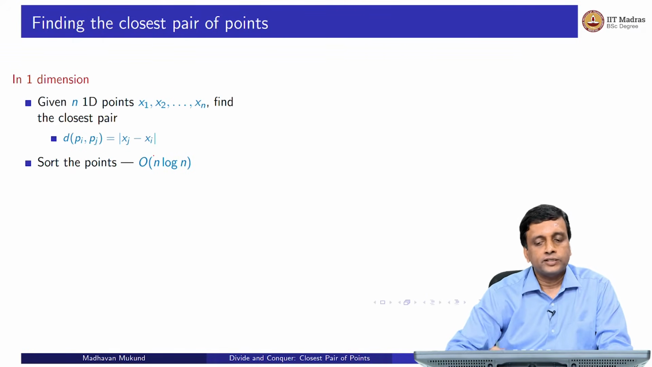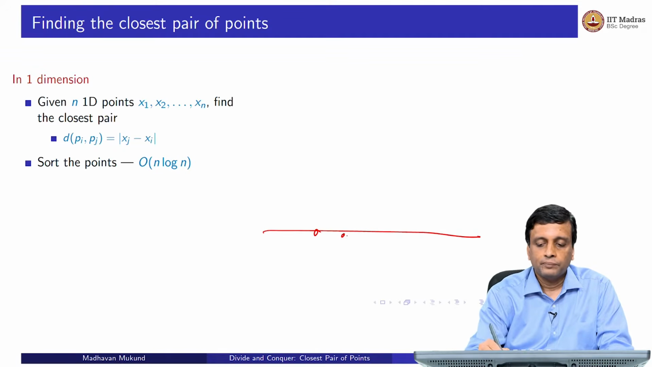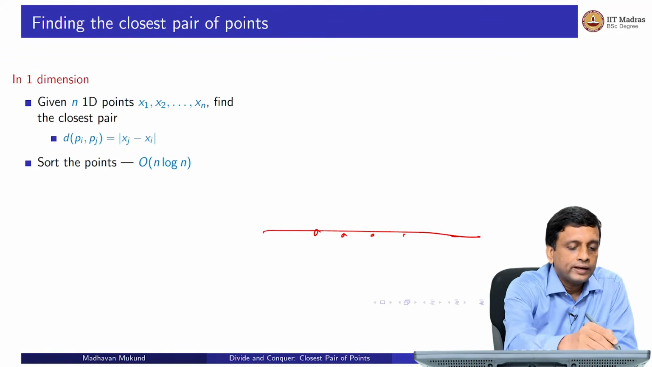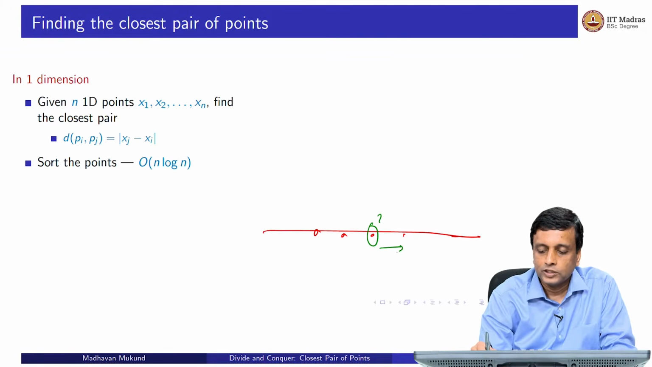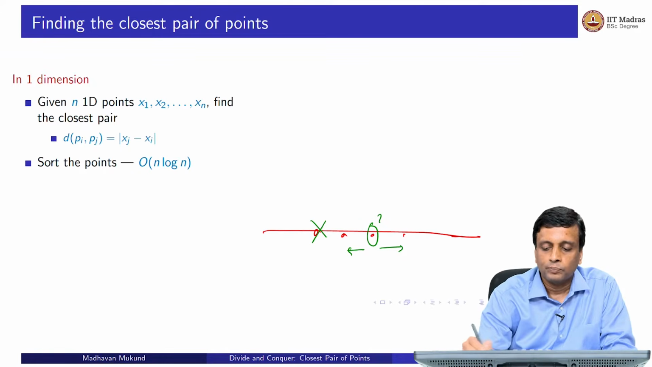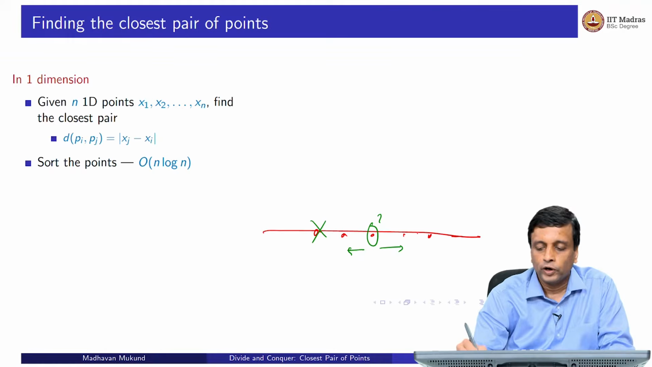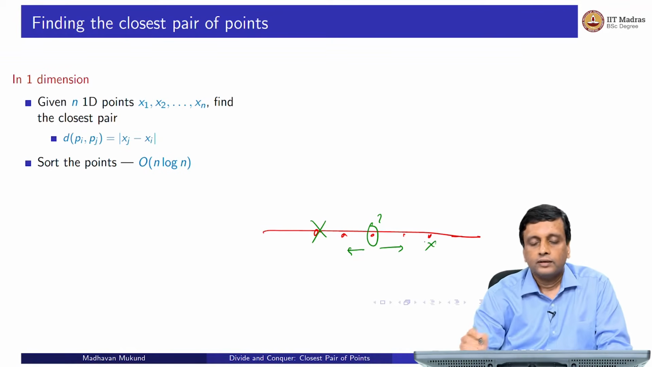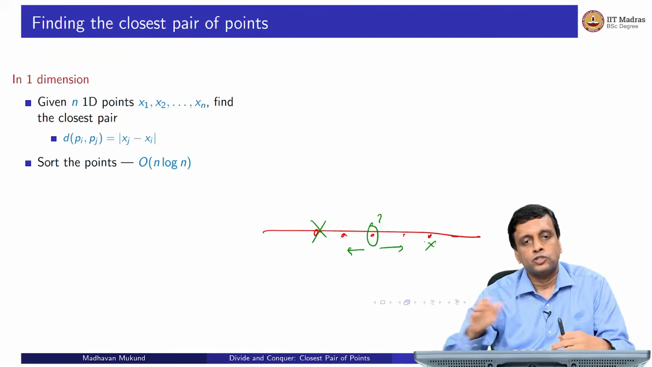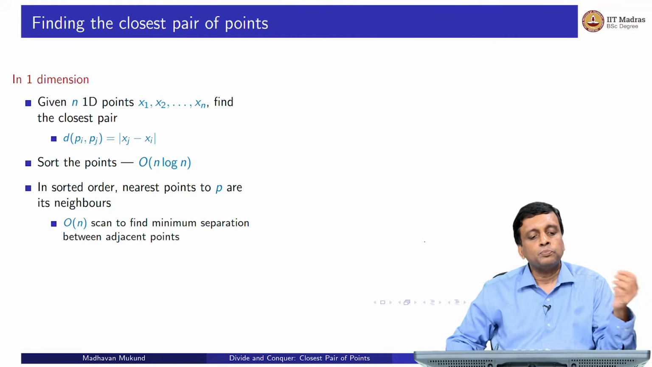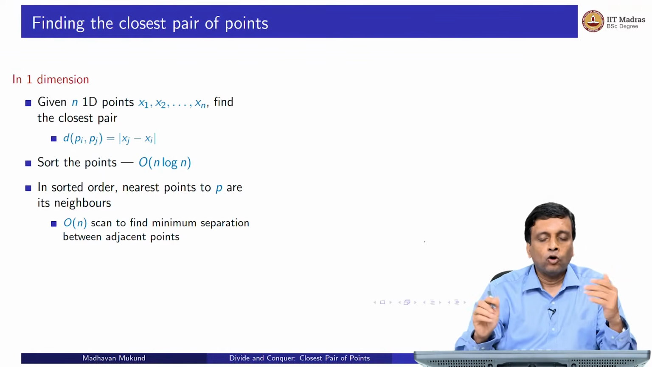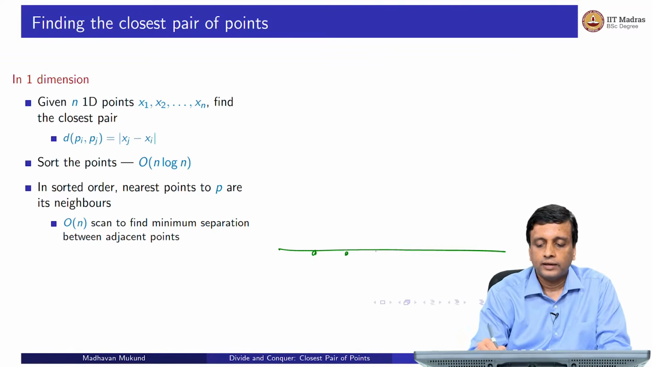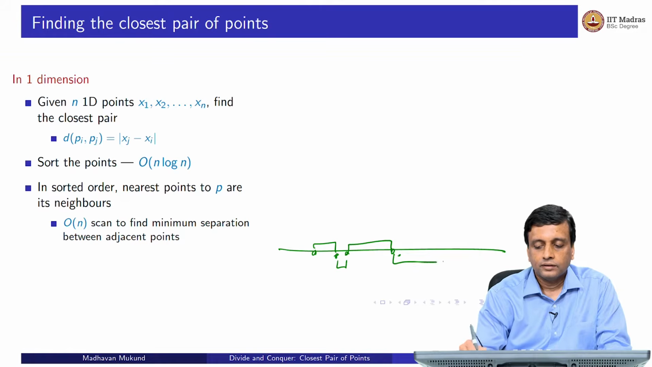Now if I am looking at points in sorted order, where are the neighbors of this point? Well, it could be this point and it could be this point. It is certainly not the point which is 2 steps away, because no point which is 2 steps away can be closer than some point which is 1 step away in this sorted sequence. So the nearest points to any point P in the sorted sequence are its neighbors before and after. So all I need to do is take the sorted sequence and compare the gaps between the points. Nothing else matters.